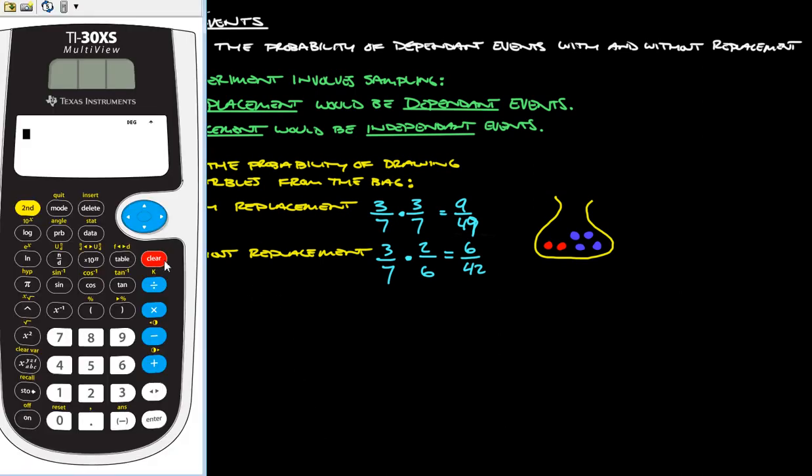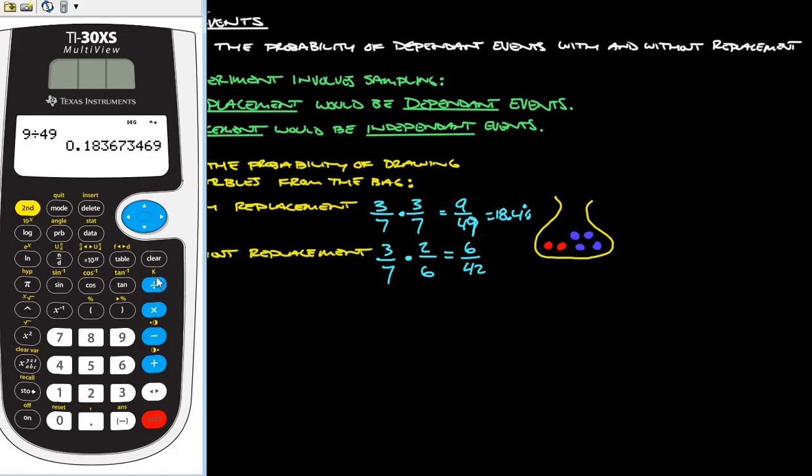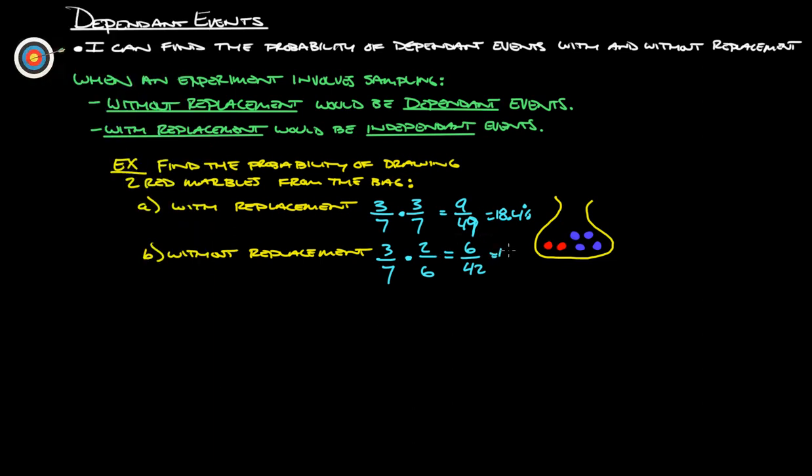Okay, so just so we get a better idea of what the change is, 9 divided by 49 is going to give us 18.4%. Right, but now with the second one, we're not replacing it, so that's 6 divided by 42, which is 14.3%. So it changed by about 4%. Not a huge difference, but it is still a difference. All right, let's take a look at another example.